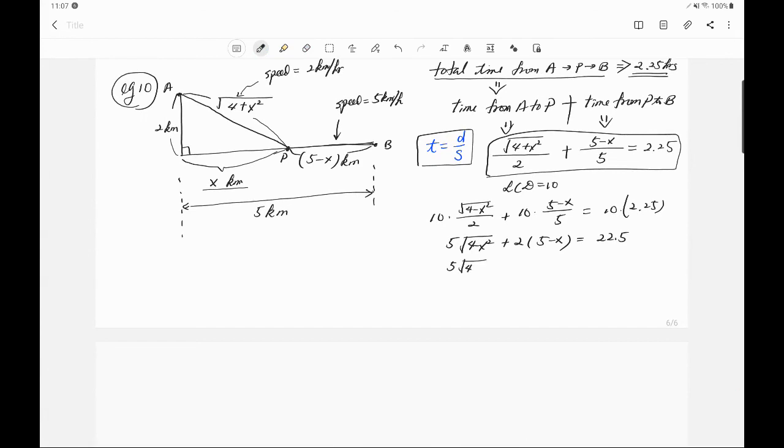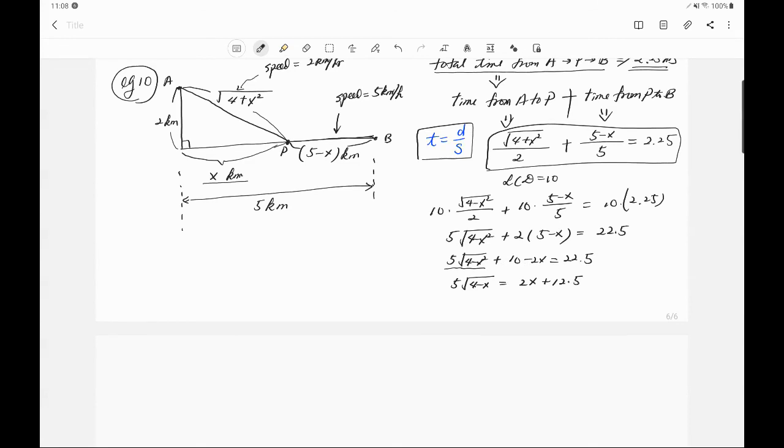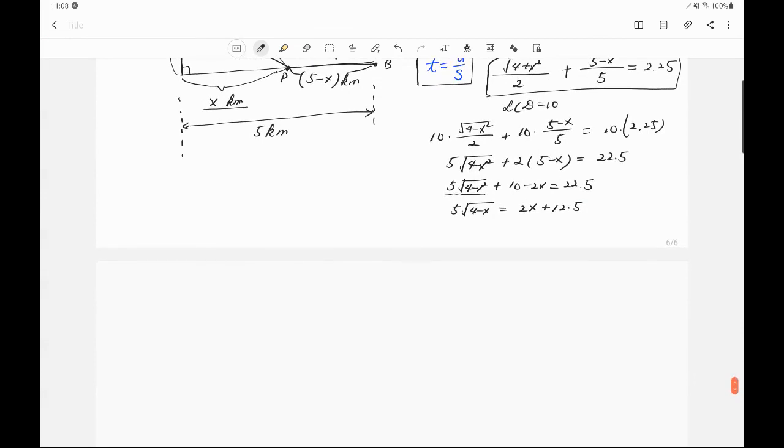5 times the square root of 4 plus x squared, plus 10 minus 2x, equals 22.5. Then move every term to the other side, leaving only the radical expression on one side. So negative 2x becomes 2x, and minus 10 on each side gives 12.5. Now we square each side. Let me move to the next page.